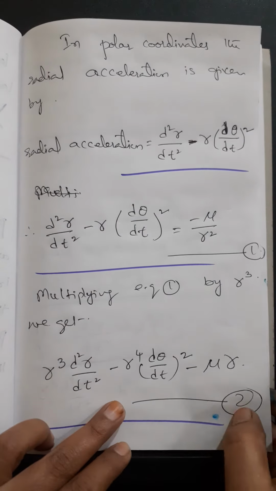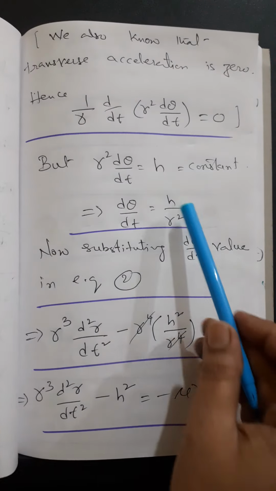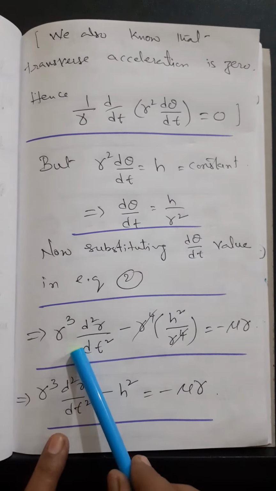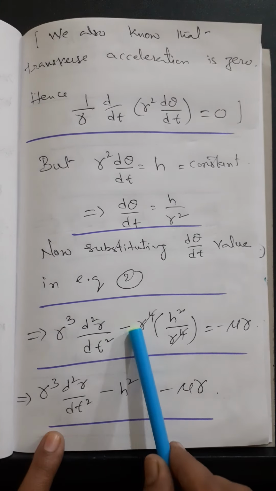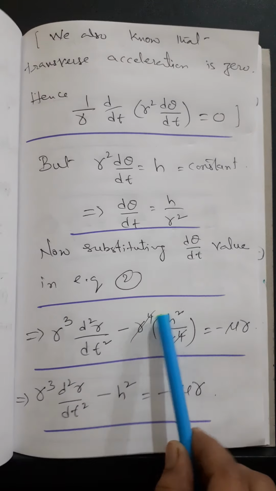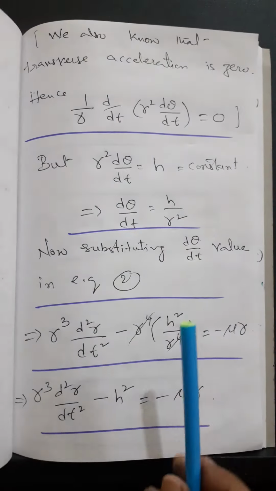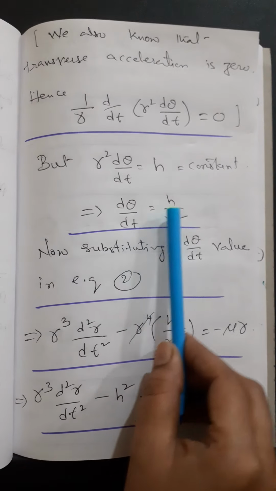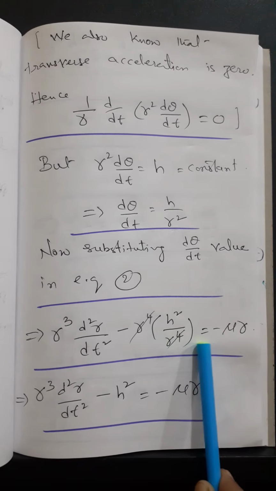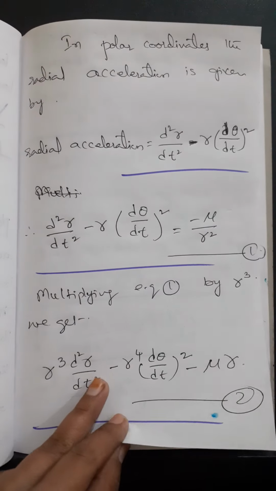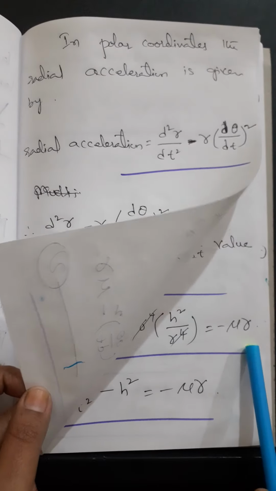So what is the equation number 2? This one. In this equation d theta by dt is replaced by h by r square. So we will get r cube d square r by dt square minus r to the power of 4, where we got r to the power of 4 times d theta by dt whole square. So d theta by dt whole square is h square by r to the power of 4, is equal to minus mu r. Here this is already minus, and this is the mu r we got.